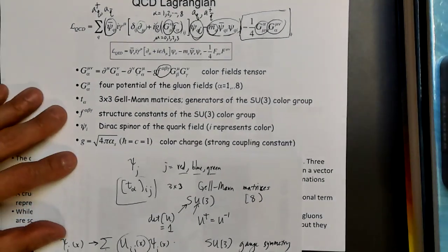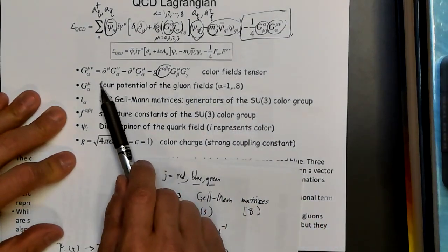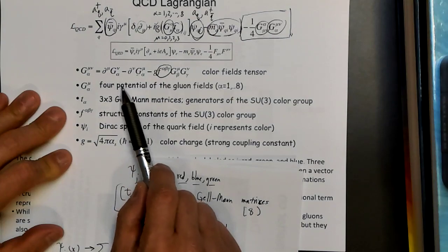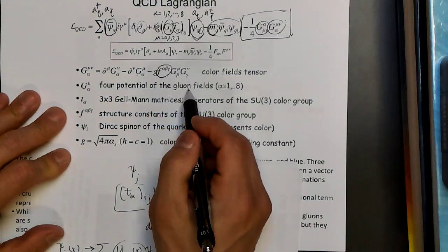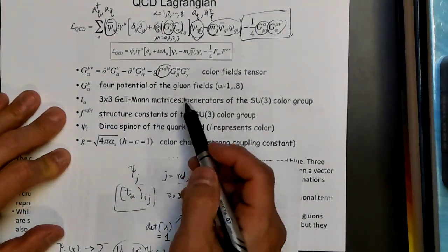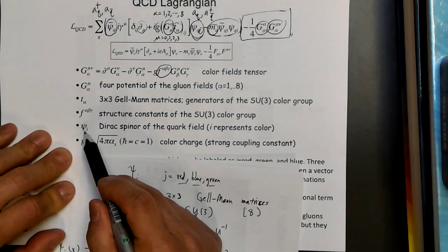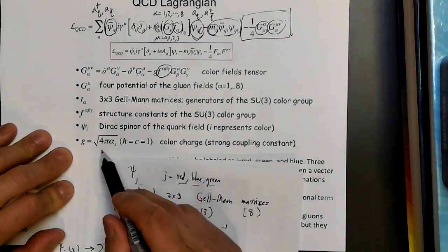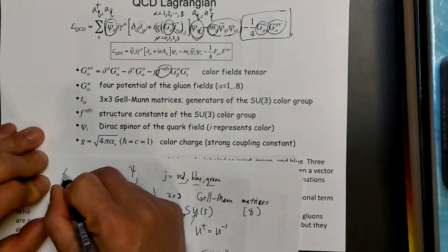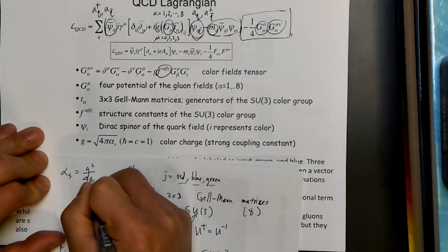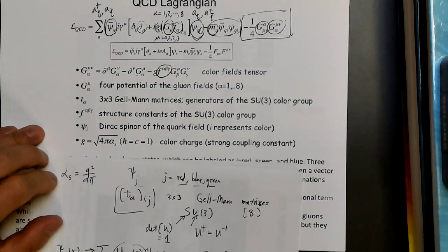So everything else we've covered here. We've talked about the color field strength tensors, the color potential, the vector potential for the gluon fields. And then the T alphas are the Gell-Mann matrices, and these f alpha beta gammas are the structure constants, and the psi i are the Dirac spinors for the quark fields, where i is the color component. And then we have the coupling. It works the same way. Alpha S is just g squared over 4 pi, and so g is the square root of 4 pi alpha S.